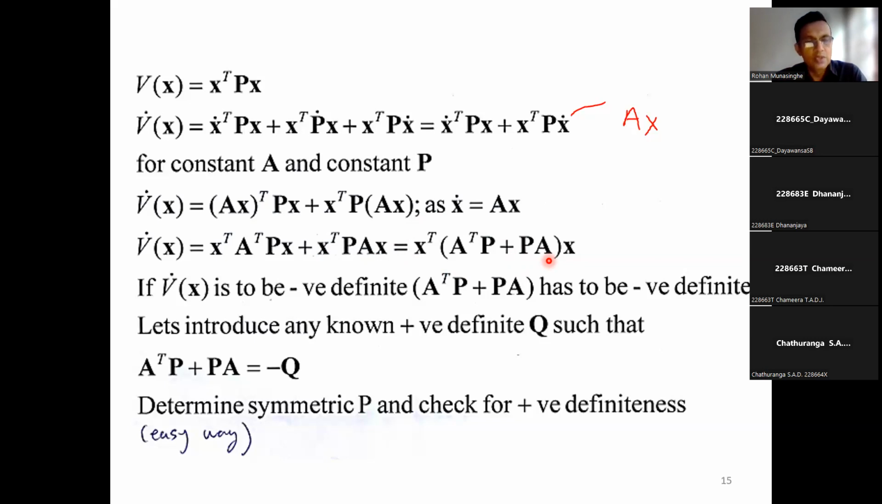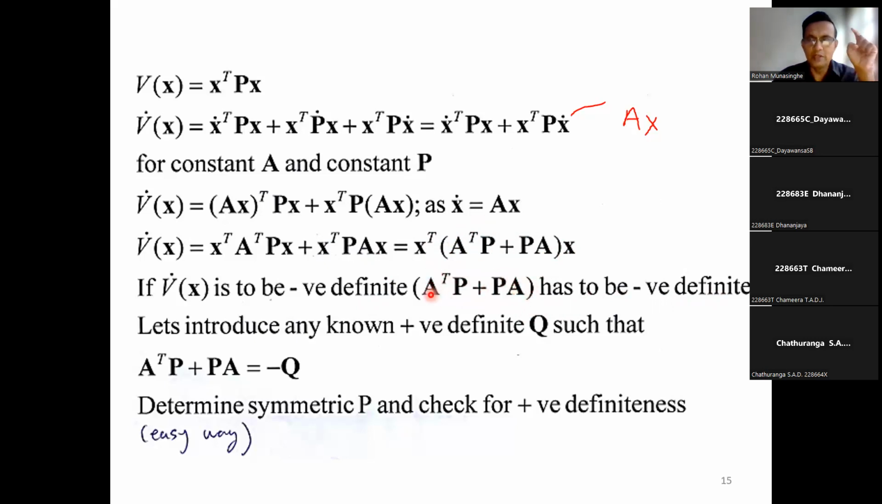Now, what we need to show is that V dot x is negative definite, that is the requirement. For that to happen, because this x transpose and x are state vectors, right? This term in the middle has to be negative definite. So therefore, now the target is a little changed. Now we are after A transpose P plus PA.